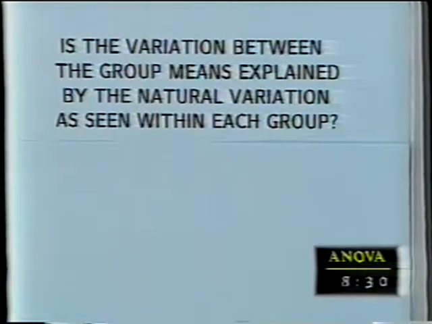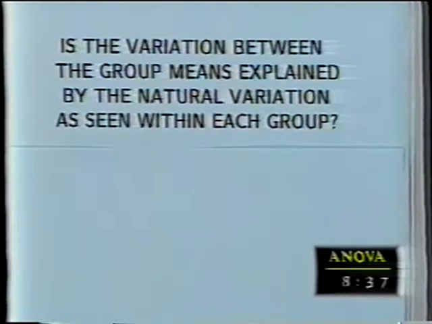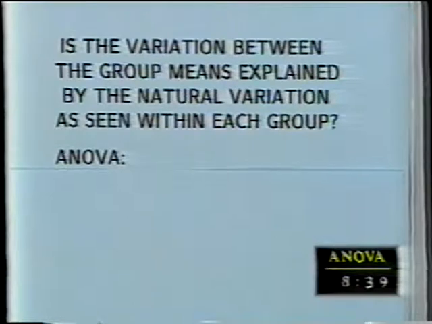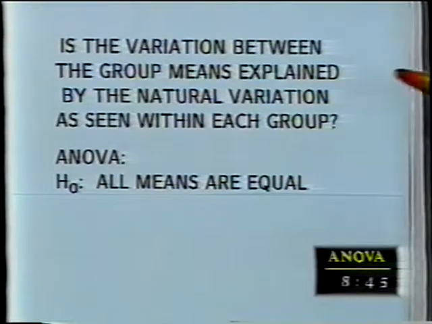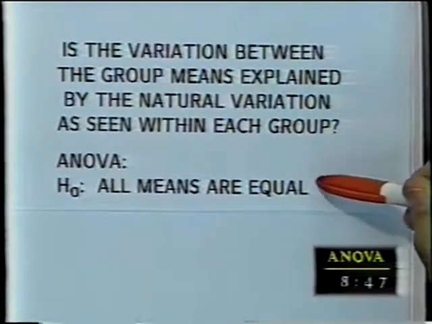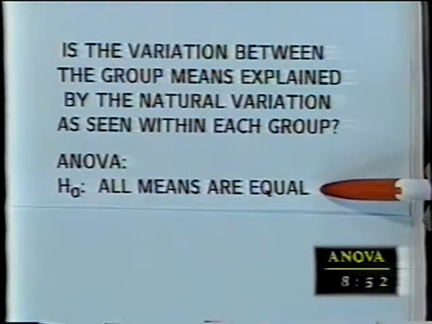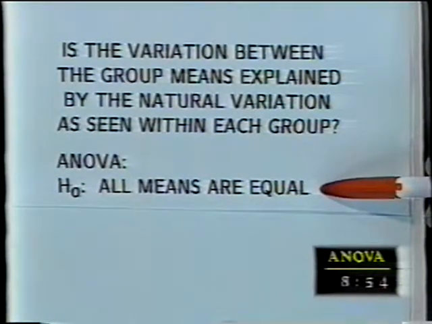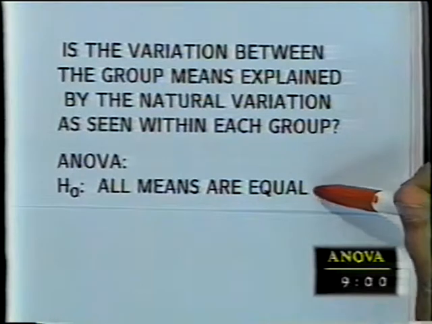We've asked the question: is the variation between the group means explained by the natural variation as seen within each group? That's ANOVA. The ANOVA null hypothesis is that all means are equal. By the way, if that's the null hypothesis, what's the alternative hypothesis, the opposite of this? Some people say, oh, all means are different, and that's not true. The alternative is that not all means are equal, or not all the means are the same. Not all the means are equal is the opposite of this.